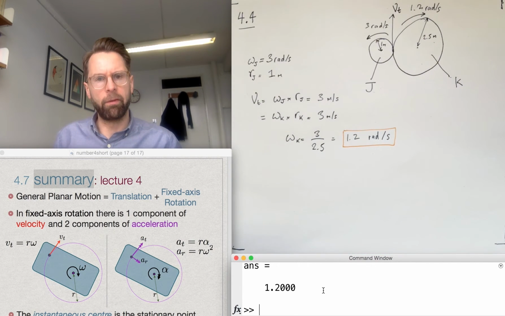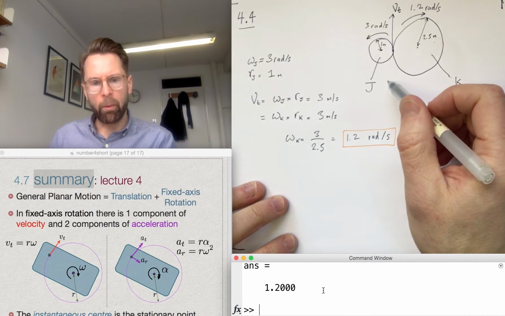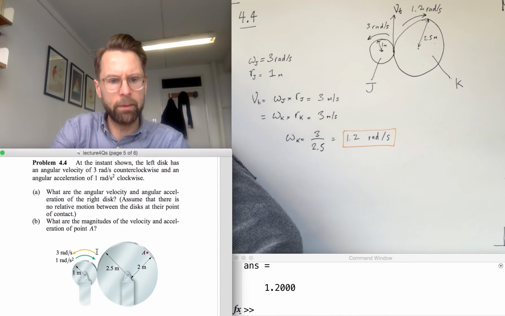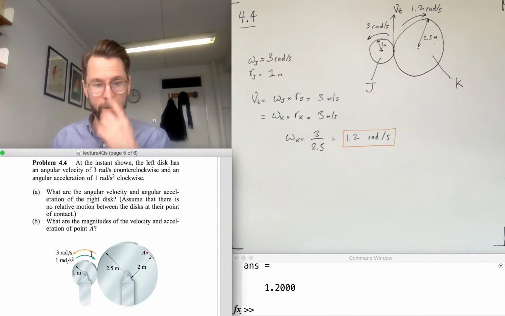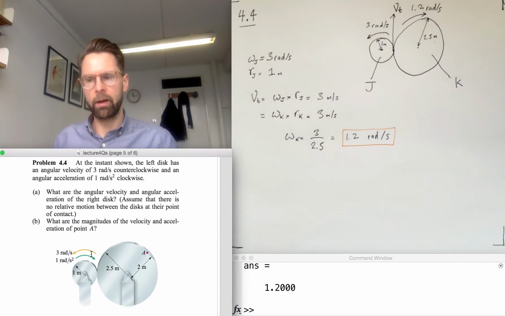It also asks us to find out what the angular acceleration is, and this bit might not be quite so intuitive, but it's essentially the same as the first bit. So we've now got, let's draw a different colour.